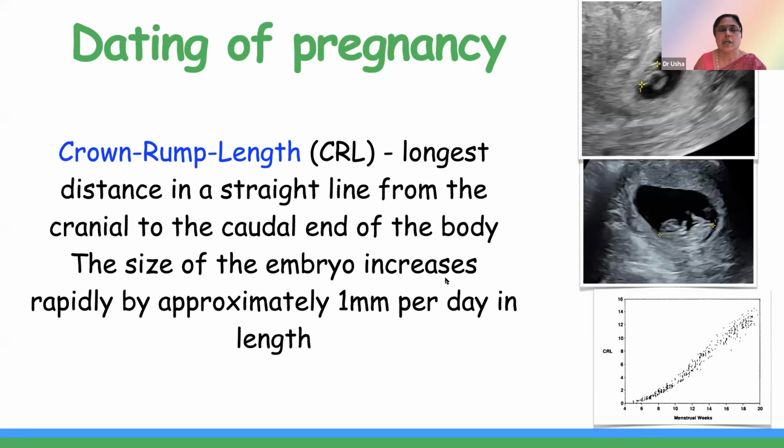So the next is using the crown rump length. Crown rump length is the longest distance in a straight line from the cranial to the caudal end of the body. So you can see here, when the fetus is very small, you don't know which is the cranial or the caudal end. So you just make a straight measurement from here to here. And when the fetus is a little bit bigger, then you have to use the criteria to measure the CRL. And plotting on this chart, we will be able to identify the gestational age. And the CRL also increases rapidly, approximately 1 millimeter per day in length.